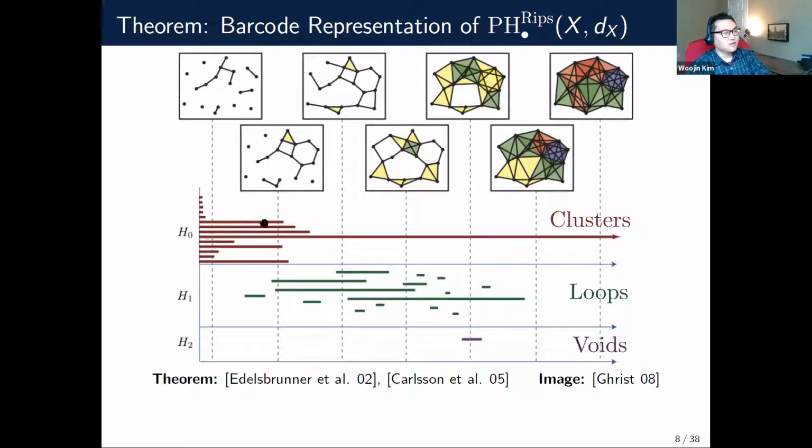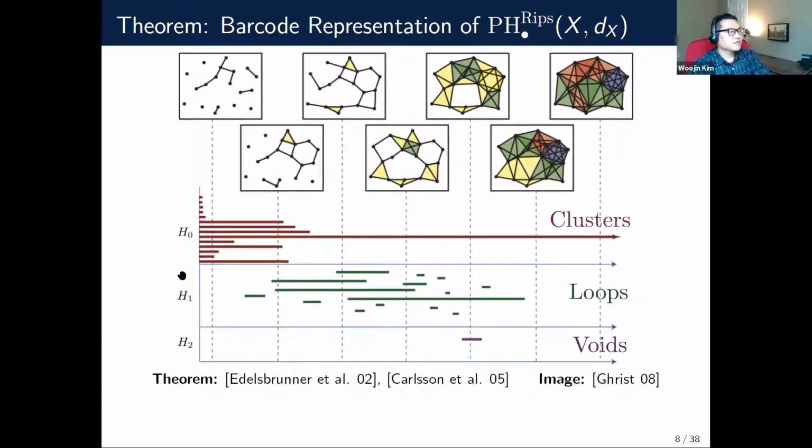But as delta grows, more and more edges will come in, and therefore connected components will merge. Those merging events are encoded by the ends of intervals, even if I'm not explaining which interval should continue and which interval should discontinue. Beyond this scale, we only see one connected component. That's why only one interval keeps going.